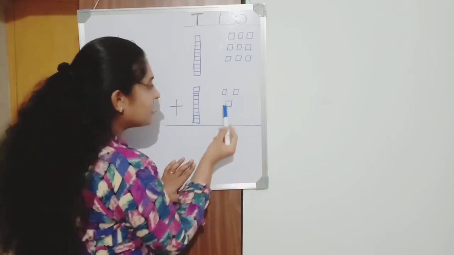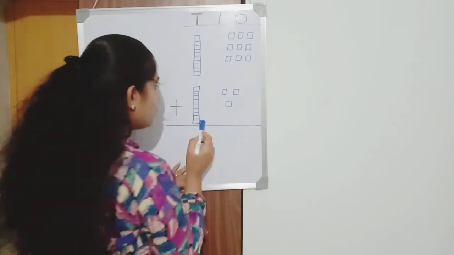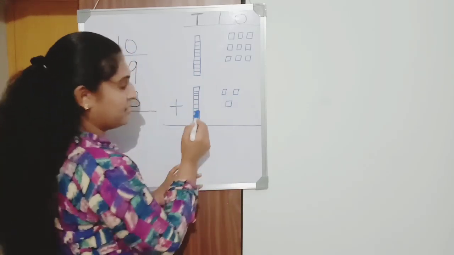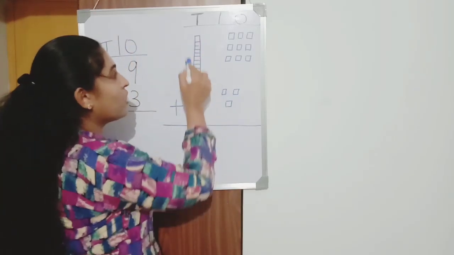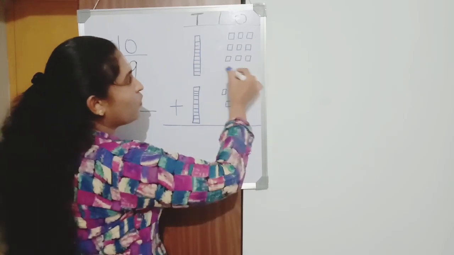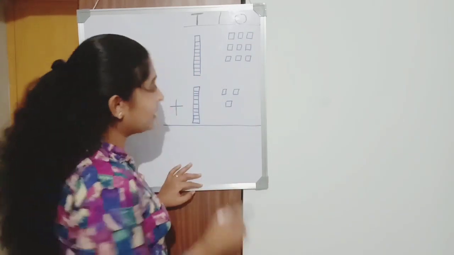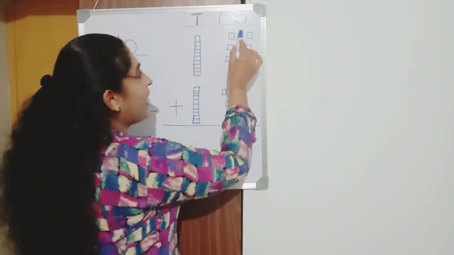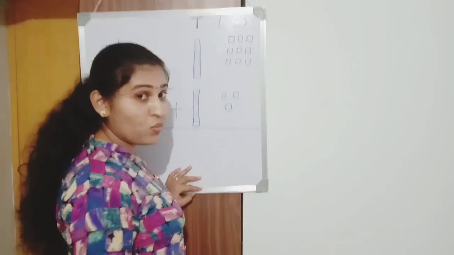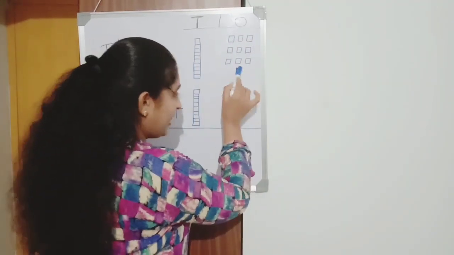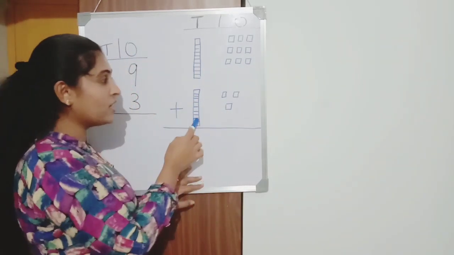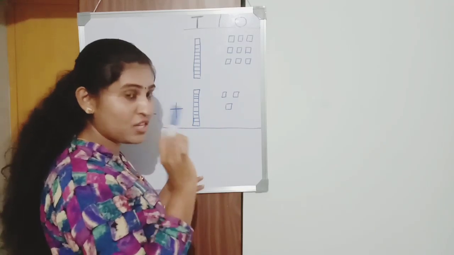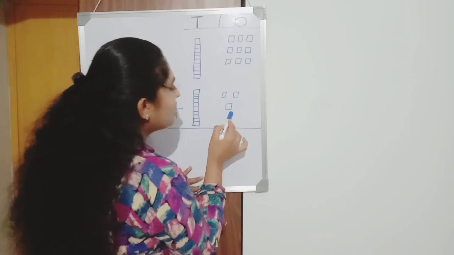If we have 10 ones, it will make 1 ten. Here, 10 ones make 1 ten and 9 ones. That makes 19. Here 1 ten is there and 9 ones are there. So it is 19. And here 1 ten and 3 ones, as we have already learned in the place value.